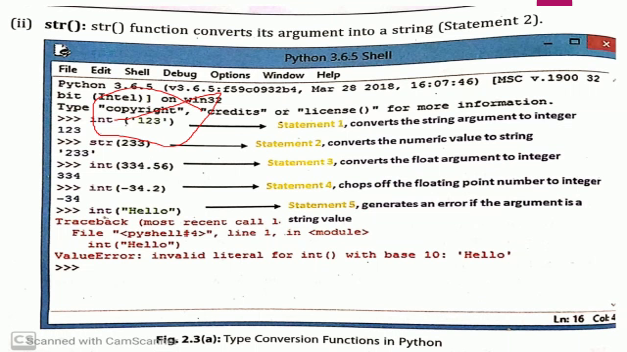Again you have another example, that is int of minus 34.2. Integers consist of negative numbers also. So minus 34 will be taken as it is and the decimal part will be dropped. So it is again converted into an integer. Then you can see the last example where int has the argument 'hello'. Hello is a string. This cannot be converted. A string cannot be converted to an integer. So it gives an error there. See what the error is also given.